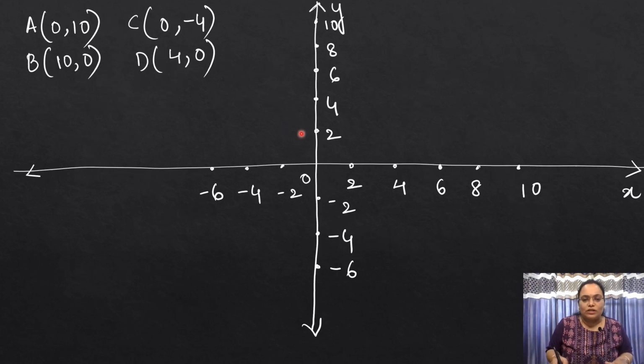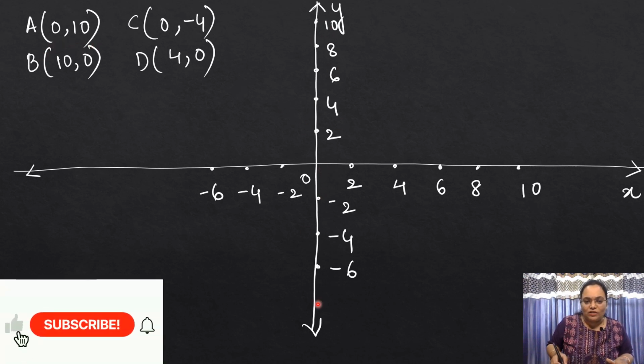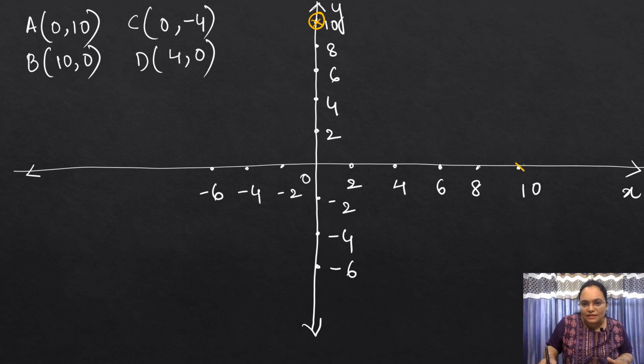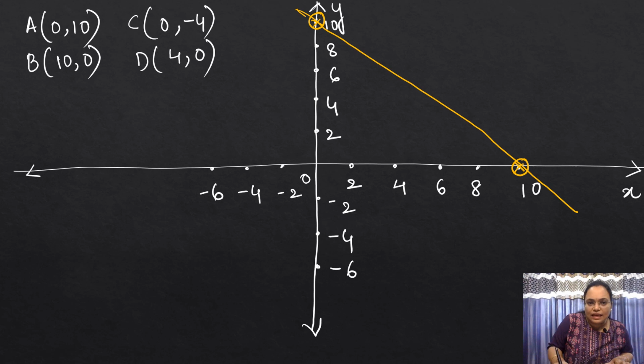So let us plot a graph. The first point is (0, 10): 0 on the x-axis and 10 on the y-axis, which is here. The next one is (10, 0): 10 on the x-axis and 0, which is here. Let us join these 2 points. This is A and this is B. The next one is C: (0, -4), 0 on the x-axis and minus 4 on the y-axis, which is here.